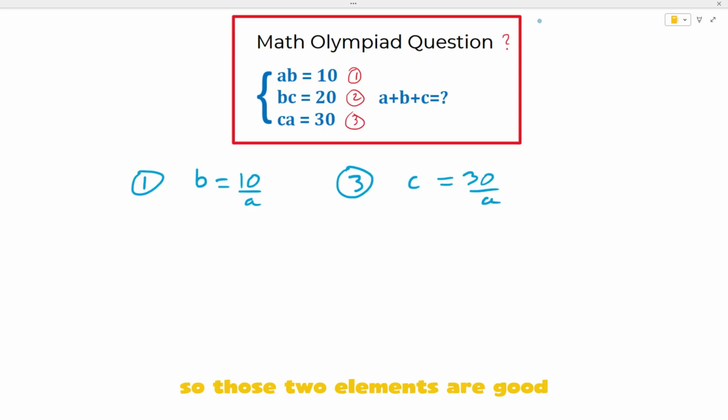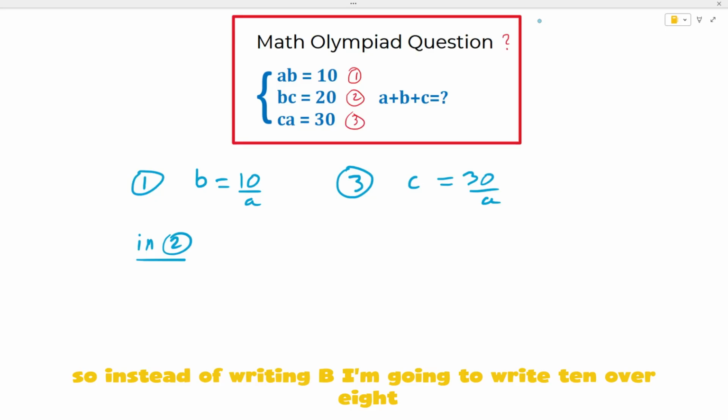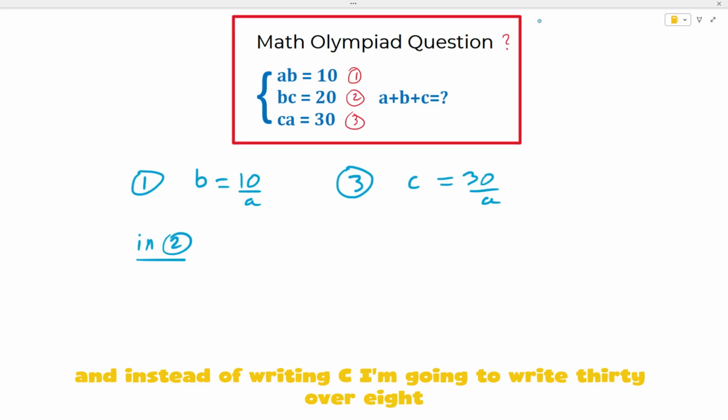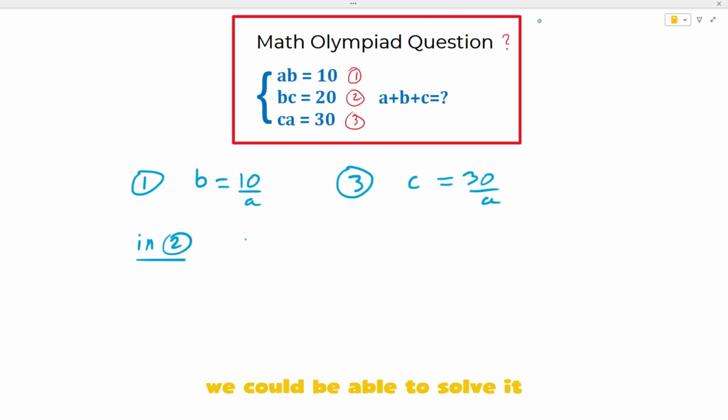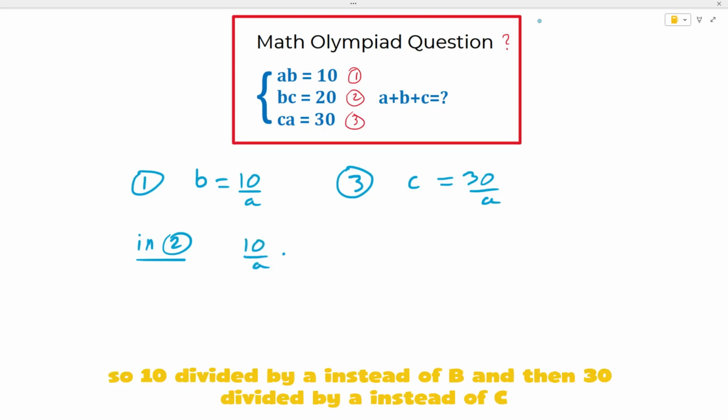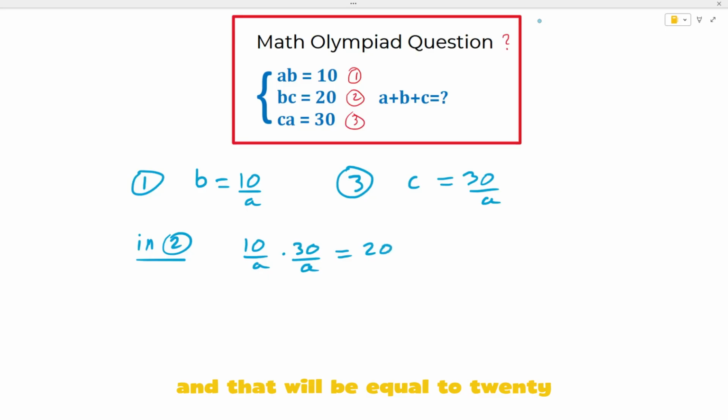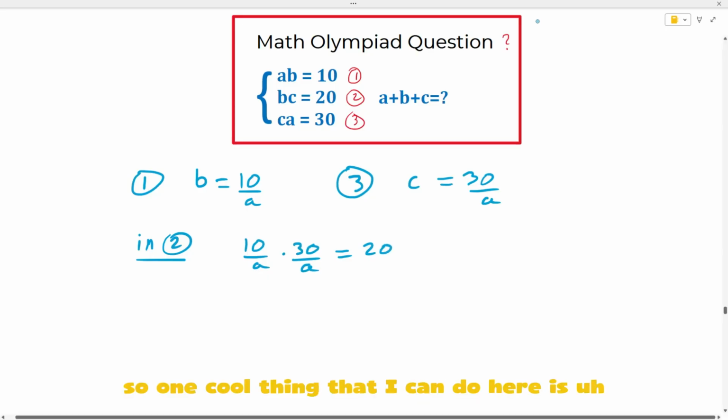So those two elements are good because they can go back inside of line 2 here. So in line 2, using those facts, instead of writing B, I'm going to write 10 over A. And instead of writing C, I'm going to write 30 over A. So let's try and do that. Then if we have everything in terms of A, we should be able to solve it. So 10 divided by A instead of B, and then 30 divided by A instead of C, and that will be equal to 20.